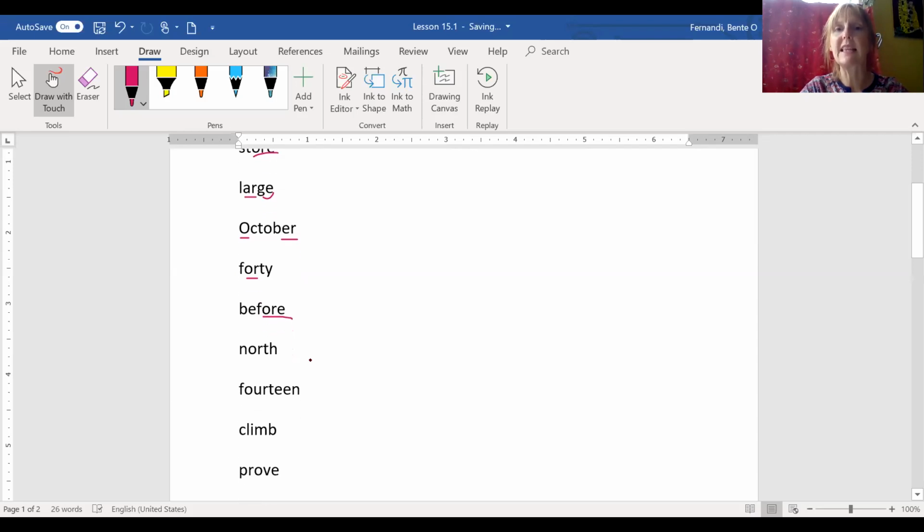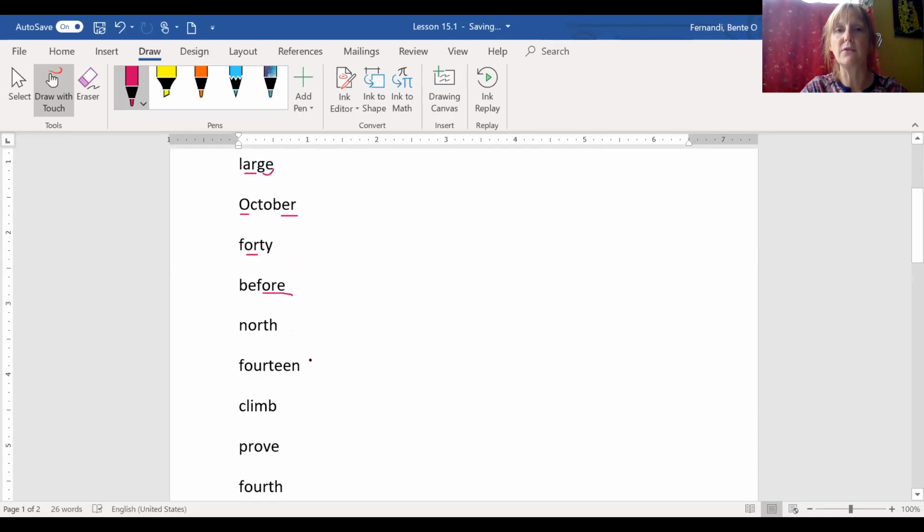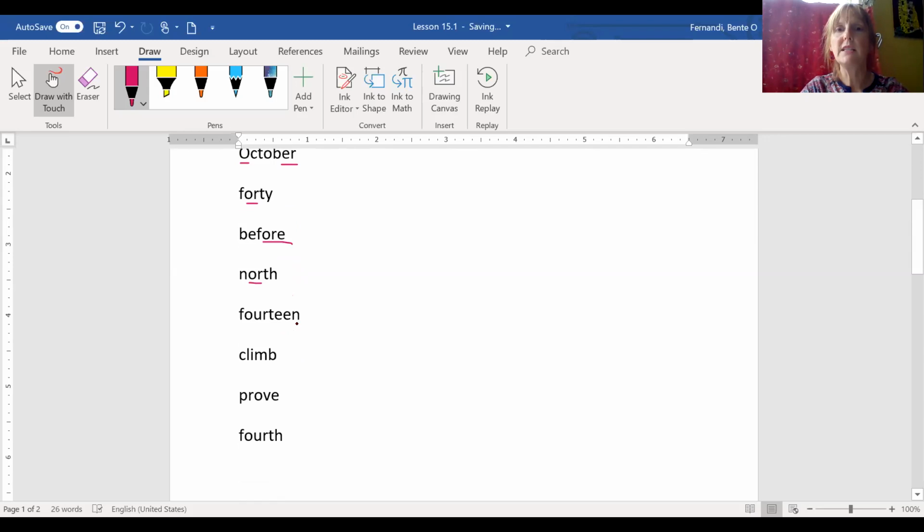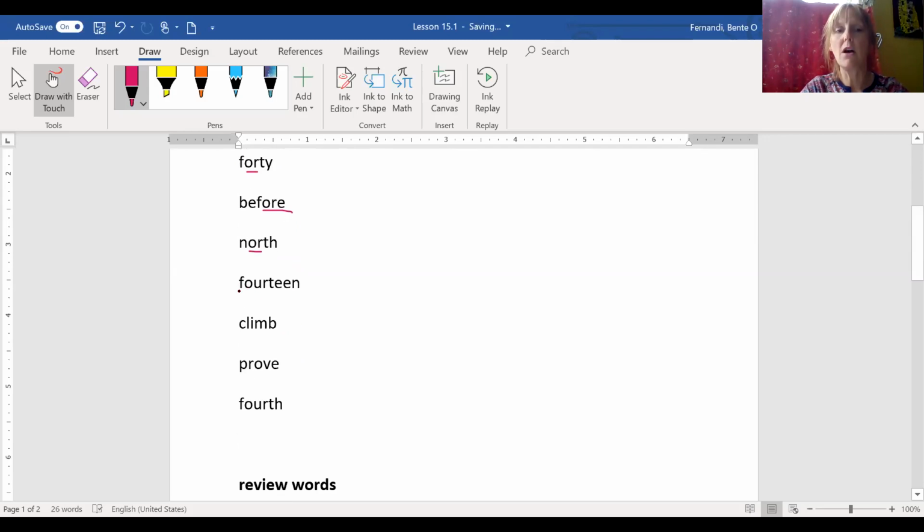Of course, B is that long E sound in the first syllable. B, that's an open syllable with the long E. North has the O-R in the middle of the word, north. And then 14, that's a fun word because all we're doing is writing the word for, F-O-U-R, and then adding teen, with a nice long E with a double E to make the E sound.